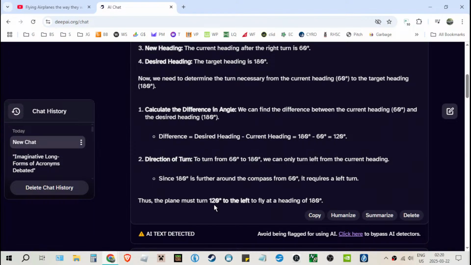Because if you're flying at 360 and you want to go to 180, then you have to turn 180 degrees. But if you first turn to the right 60 degrees and you want to turn left to a heading of 180, then you need to take that 180 plus the 60.